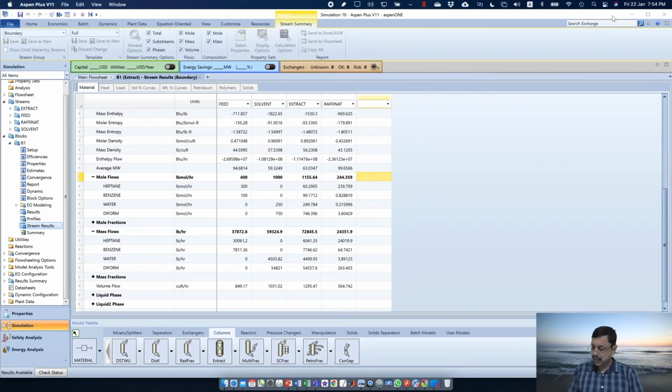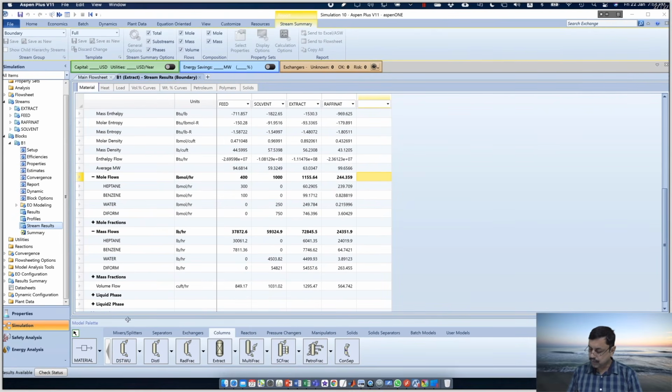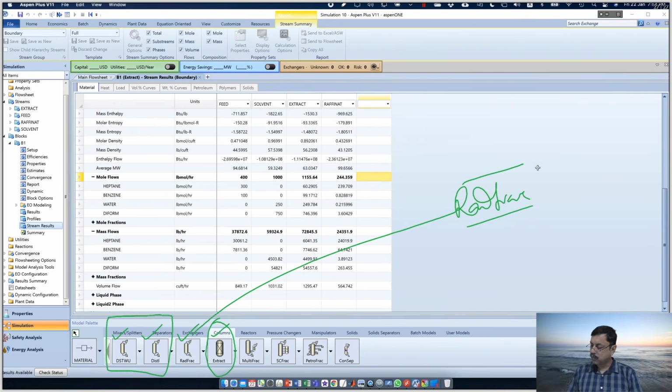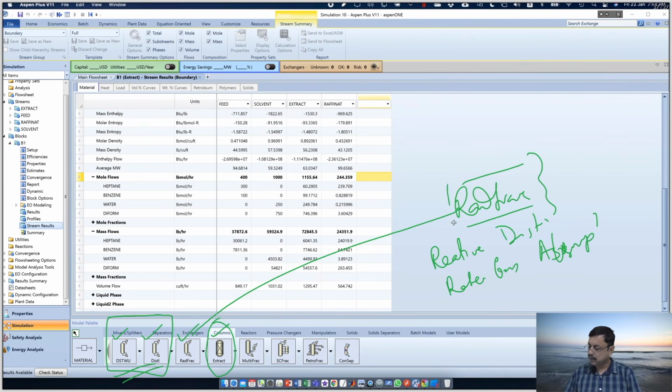So to summarize, in today's lecture, we have learned how to use DSTWU, Distl, RadFrac and Extract. These two are for shortcut distillation. This is for extraction, and RadFrac is the one which we have learned very thoroughly. We have not only checked the result of RadFrac along with this shortcut distillation method, but we also have done some calculation for reactive distillation and rate-based absorption column with this RadFrac. So I hope this exercise will be very helpful for you to carry out your own simulations. Thank you.